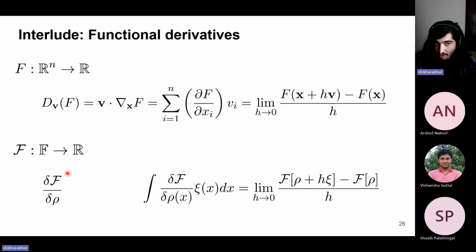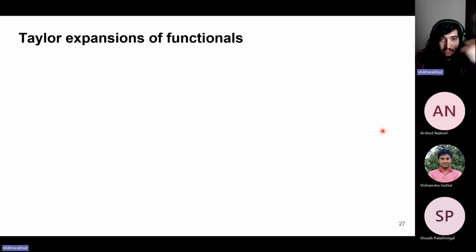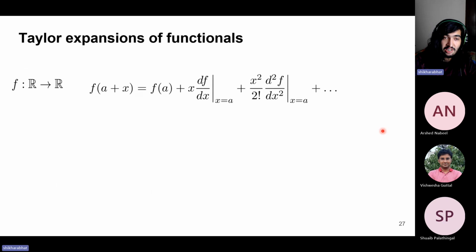The study of these sorts of things is called calculus of variations. It turns up in physics. It's also called functional analysis. It turns up in mathematics. And we can now talk about what we initially wanted, which was a Taylor expansion. If I have a single variable function, little f, I know how to Taylor expand it.